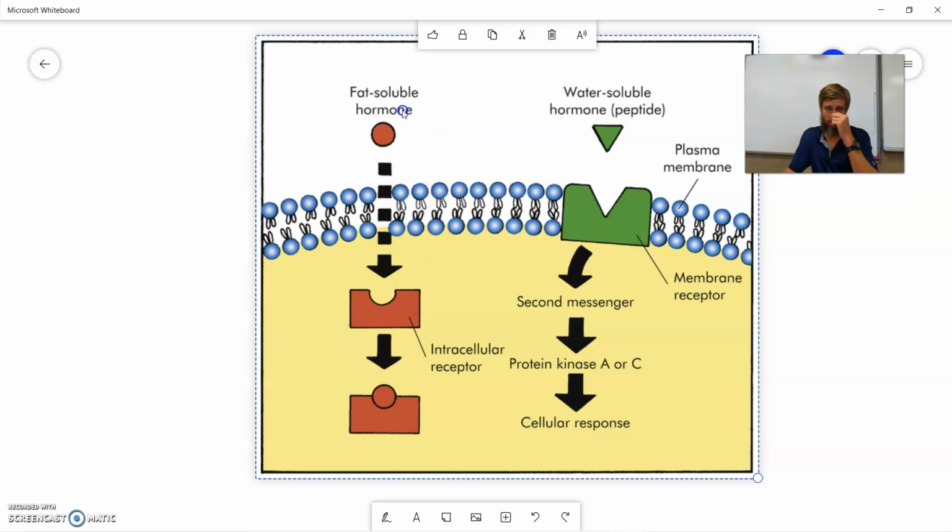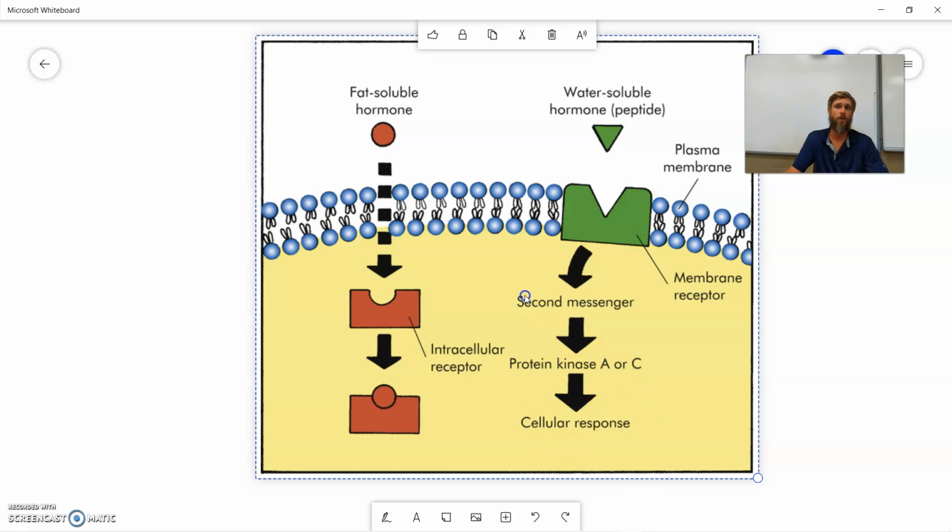So notice we have 2 different types of hormones here. All right. Notice the shape. So the shape is circular for this one and therefore would fit into this receptor. The shape of this one is triangular, which would fit into this one. So if this hormone interacts with this receptor, it would not fit and therefore would not initiate this cellular response.